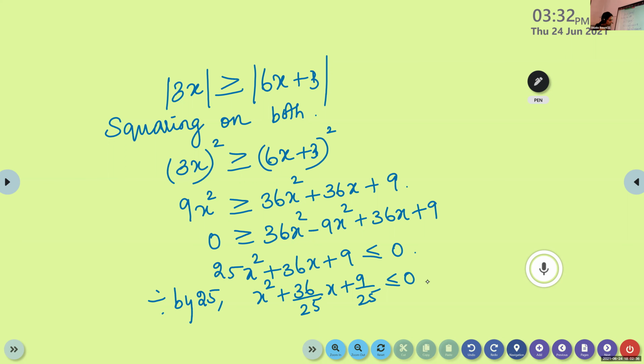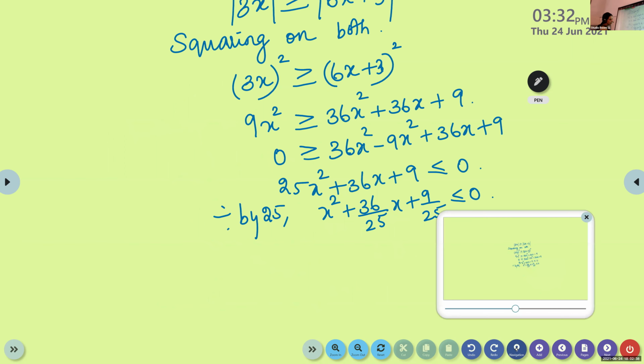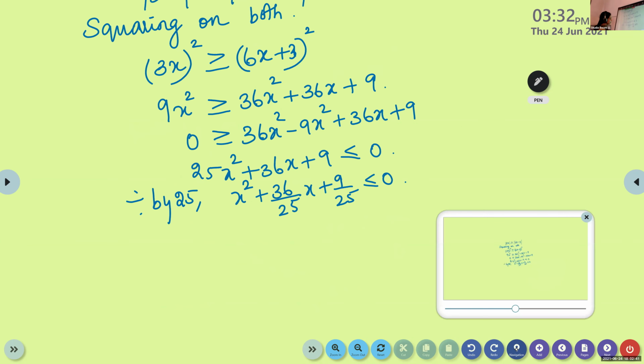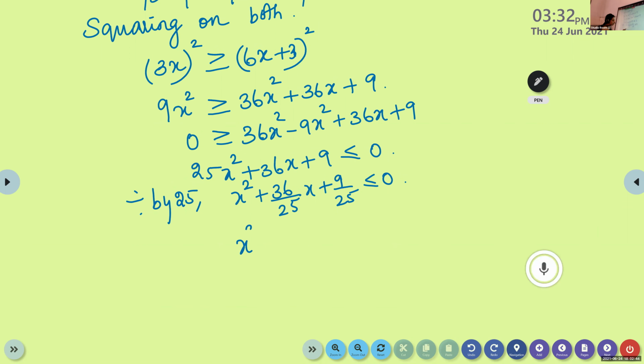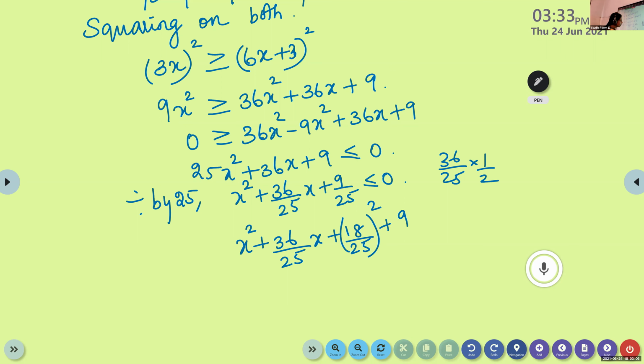Now listen. Now look at the next step. So first step, make the coefficient of x square as 1. Then, this method we call the completing the square method. 36 by 25x. Look at the half of 36 by 25. How will you find the half of 36 by 25? Multiply by 1 by 2. So what will you get? 18 by 25. You add it on both the sides. This one we call the completing the square method.